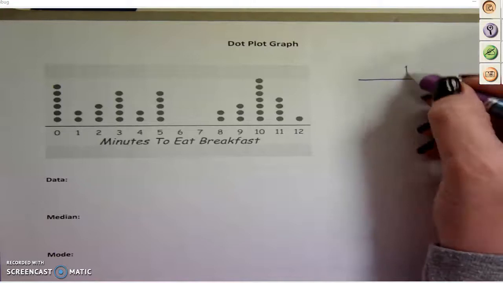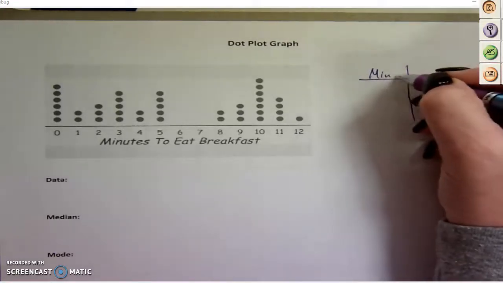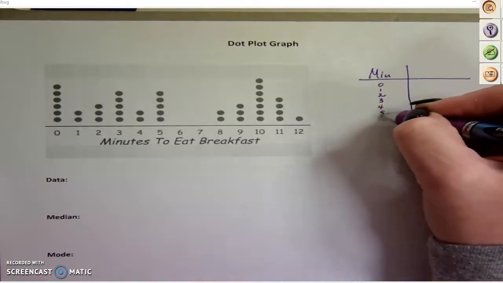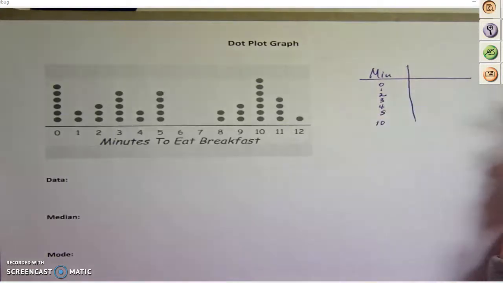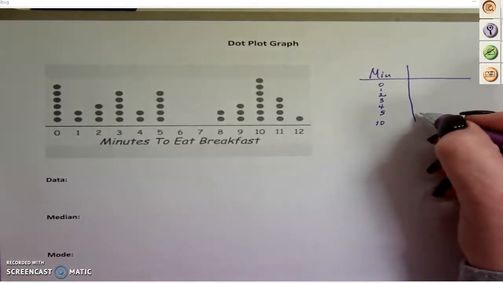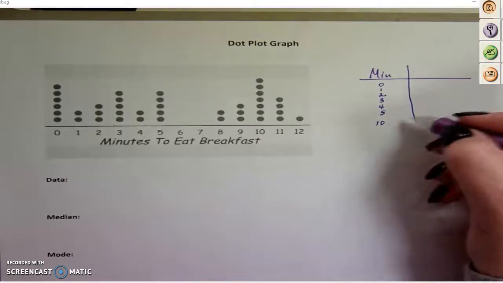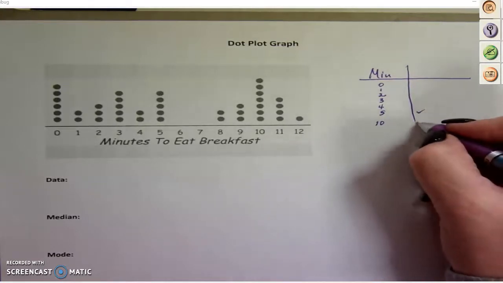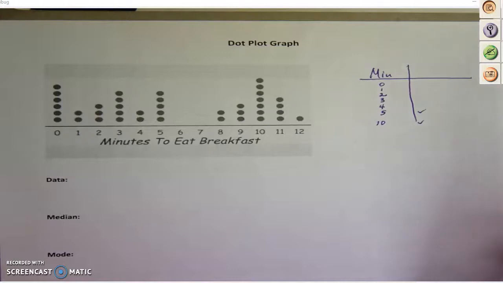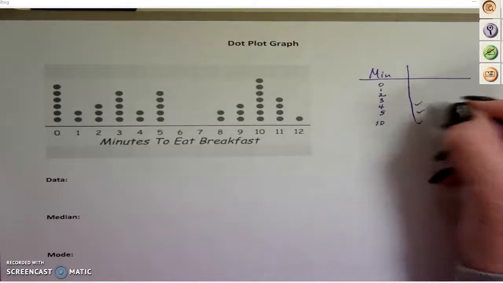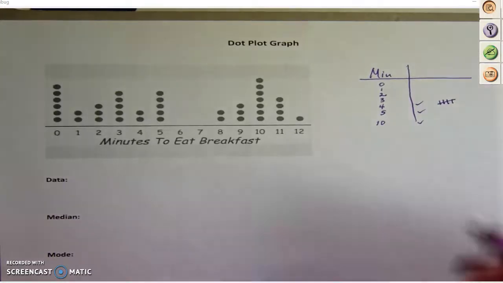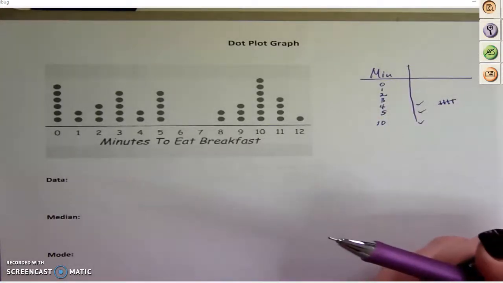In another format, I could have had a survey and kept my data in a tally chart. So I would say, Miss Smith, how many minutes do you take to eat breakfast? And Miss Smith would say 5 minutes. Mr. Leach, what about you? He would say 10 minutes. Mr. Davis, how long do you take to eat breakfast? He would say 4 minutes, and so on. So I would have my little tally chart to collect my data. Instead of using the tally chart, we'd have the dot plot graph.